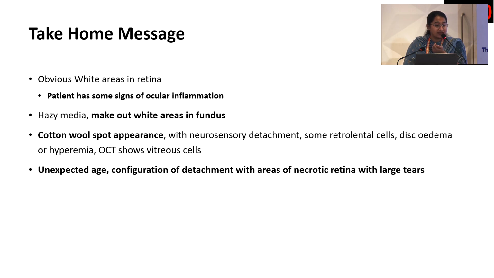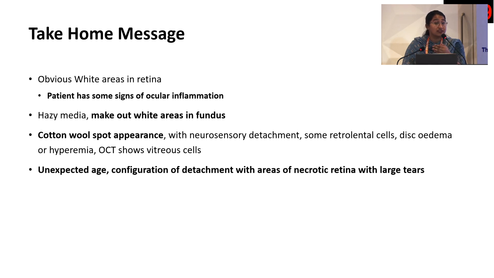So my take-home message is that whenever you see any obvious white areas in the retina, please look for signs of ocular inflammation. It could be just a few KPs, few anterior chamber cells, few retrolental cells, but do go ahead and give a good slit lamp examination to these patients. If you see hazy media or vitritis, do a good peripheral examination.